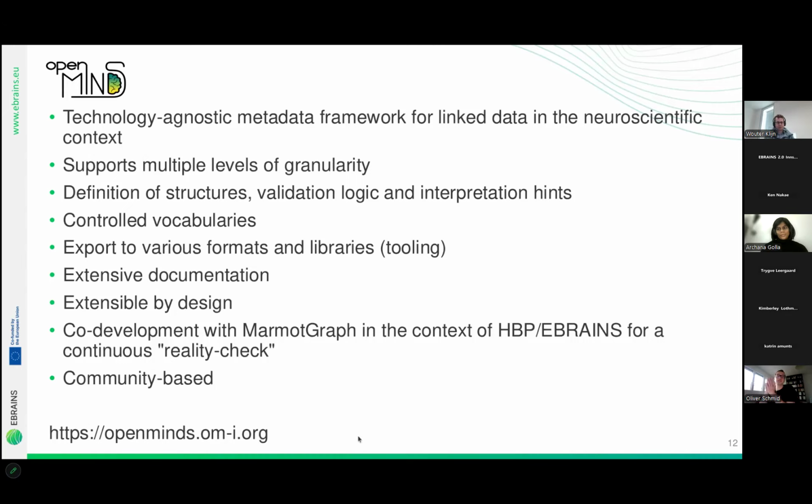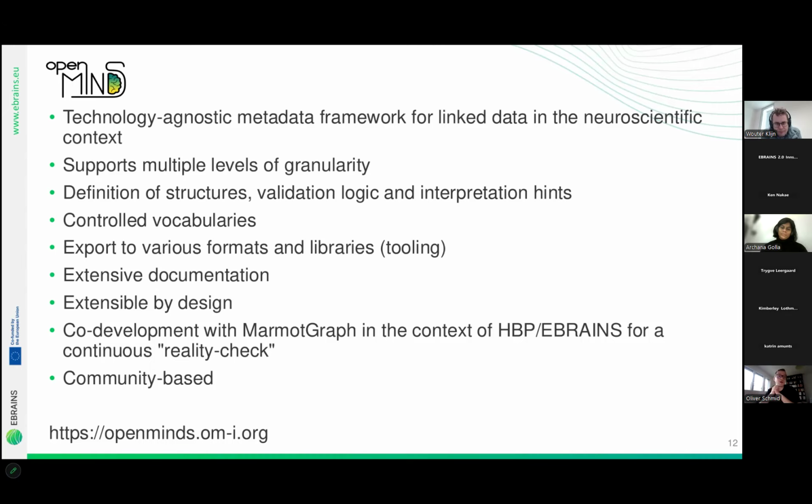As the Marmot Graph is model agnostic, Open Minds is technology agnostic, meaning Open Minds is a metadata framework that allows you to structure your neuroscientific metadata independently of where it's going to be used, right? So the EBRAINS Knowledge Graph uses Open Minds, meaning you're applying it there, but it can be used with other systems as well. And again, this is basically because of this separation of concerns that allows us to properly focus and also build different communities around the two different things.